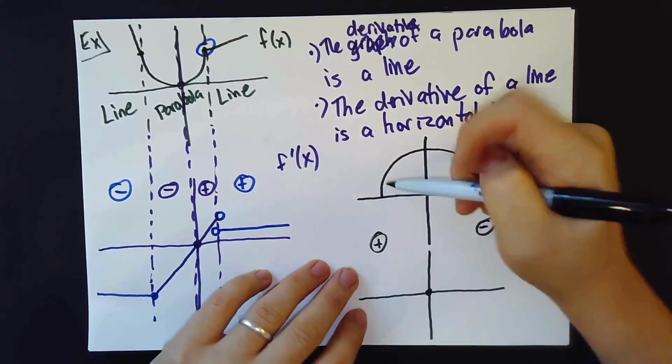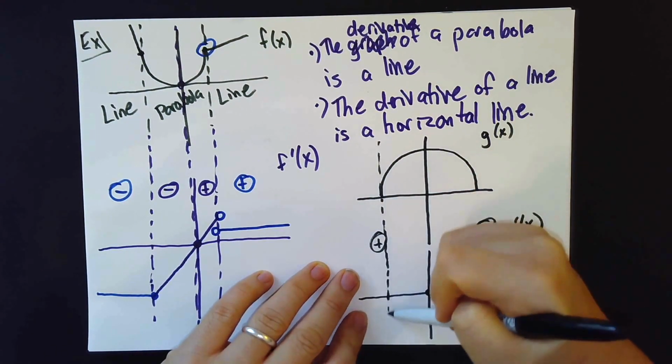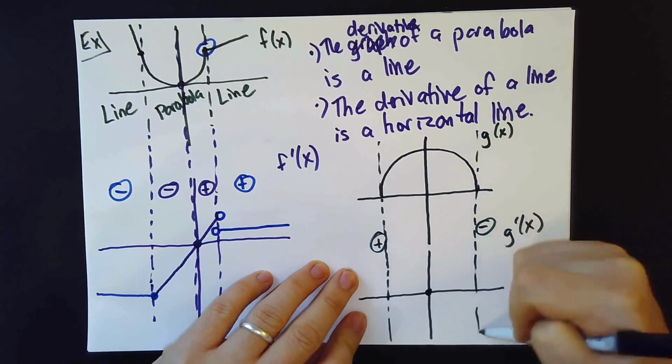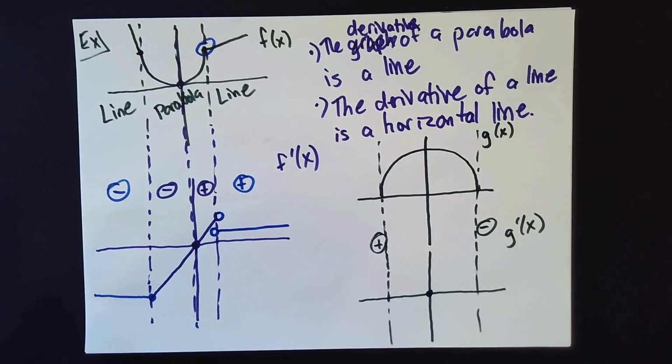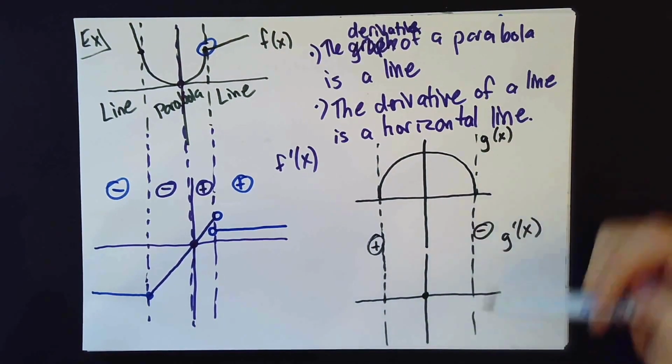And I'll note the function actually ends at this point. So when the function's graph ends, that's definitely a sign that the derivative also ends. I can't draw a tangent line to a graph that doesn't exist. So I need to make sure my graph of my derivative stops here and stops there.